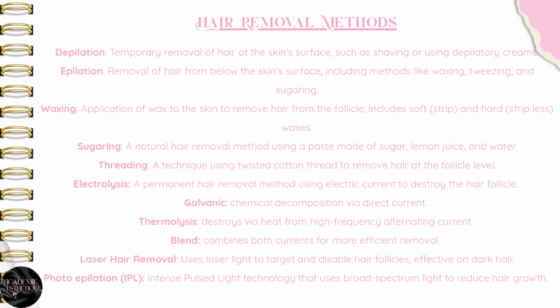Sugaring, a natural hair removal method using a paste made of sugar, lemon juice, and water. Threading, a technique using twisted cotton thread to remove hair at the follicle level. Electrolysis, a permanent hair removal method using electric current to destroy the hair follicle.